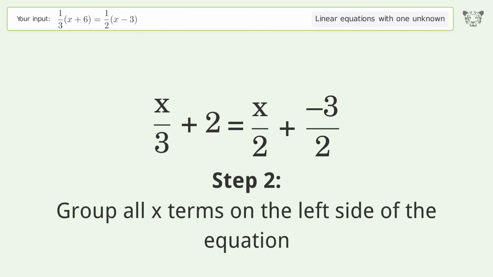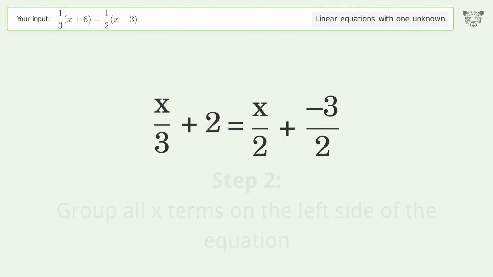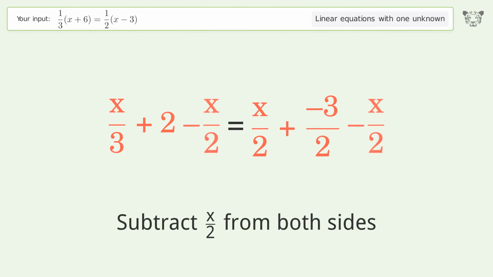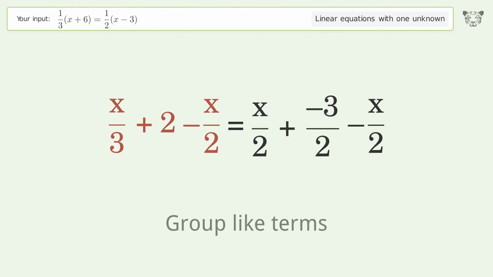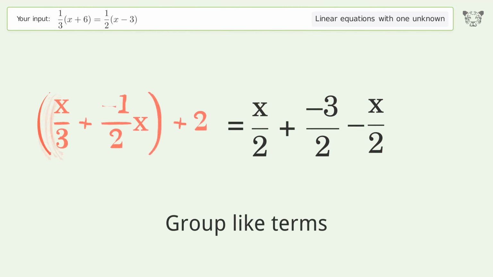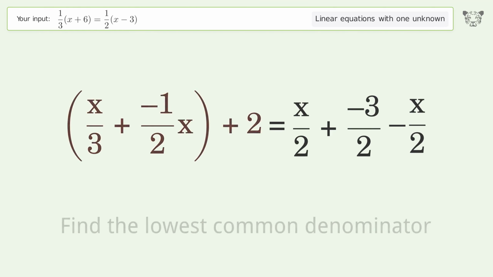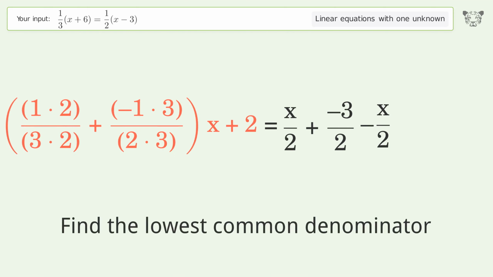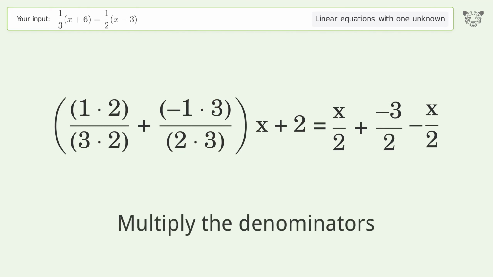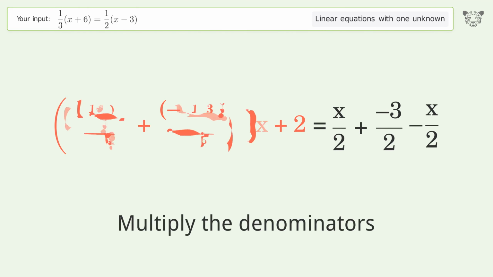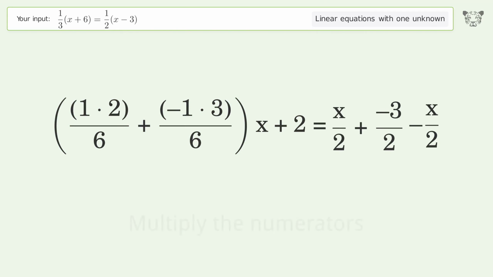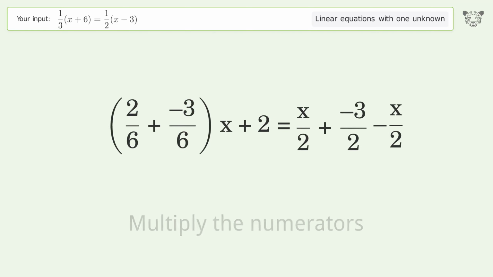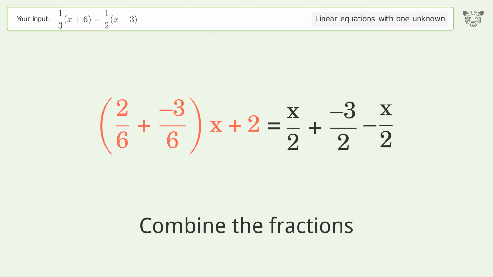Group all x terms on the left side of the equation. Subtract 10 over 2 from both sides. Group like terms. Find the lowest common denominator. Multiply the denominators. Multiply the numerators. Combine the fractions.